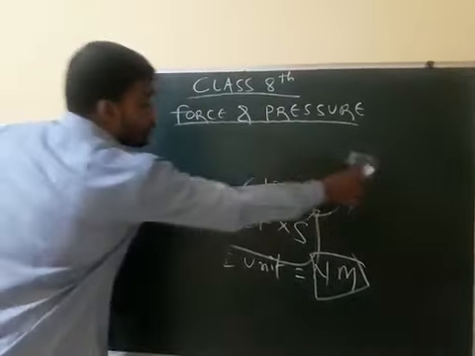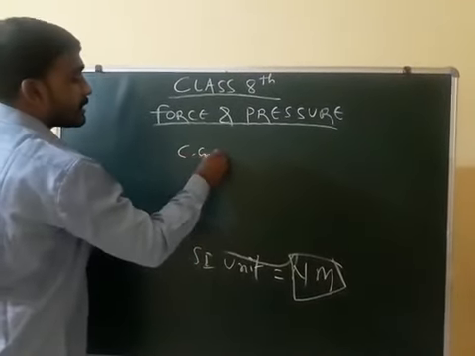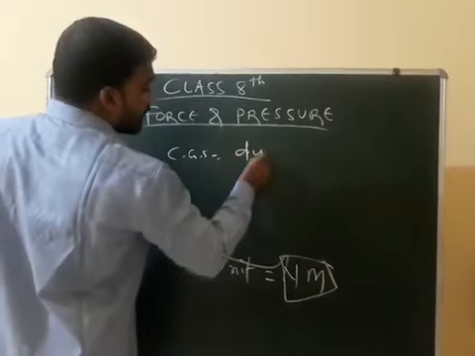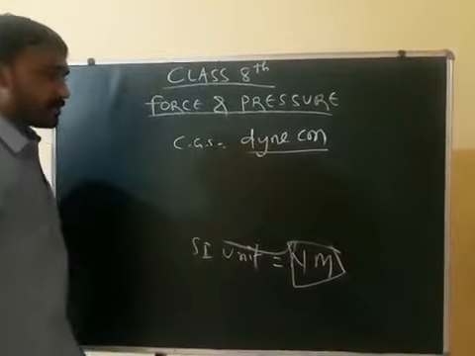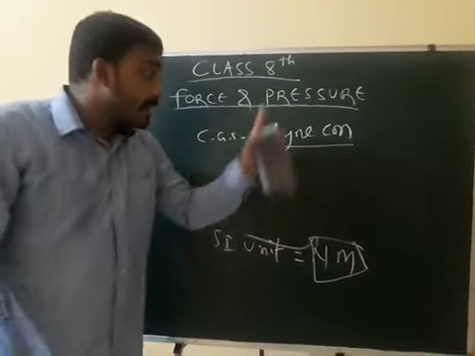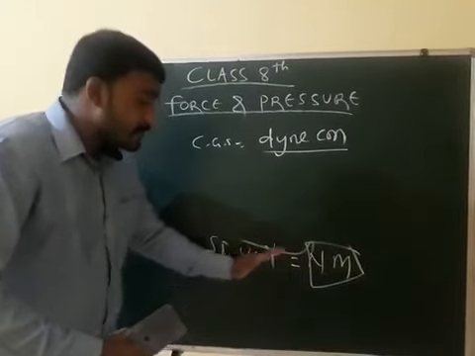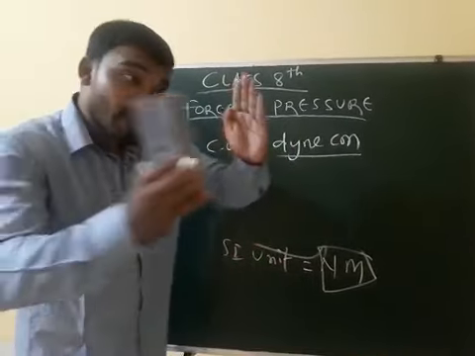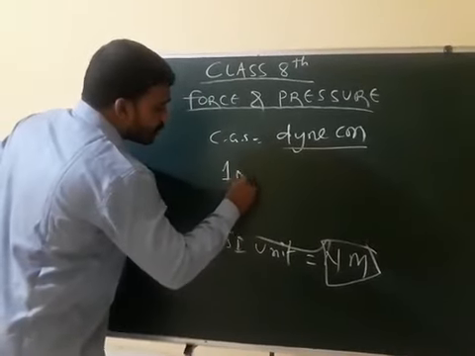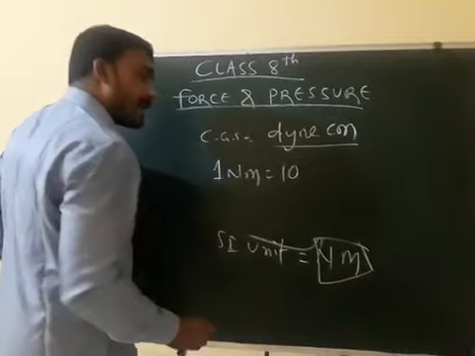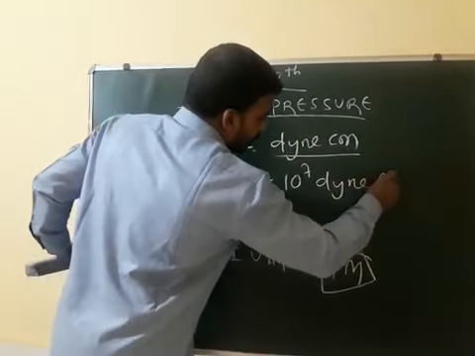Understood? Now the CGS unit. This is the SI unit. The CGS unit is dyne centimeter. No doubt. Next one, relation. Always you know that if an SI unit is there and a CGS unit is there, we always calculate the relation between them. 1 Newton meter is equal to 10 to the power 7 dyne centimeter.